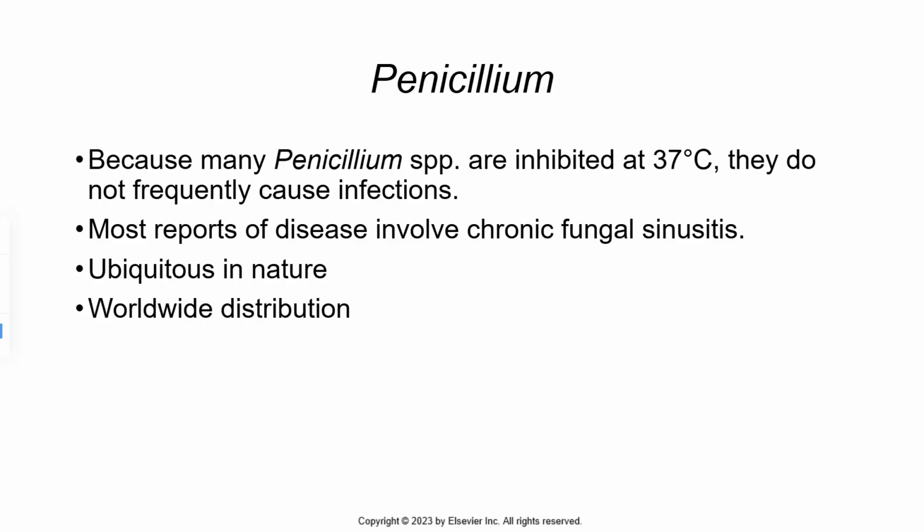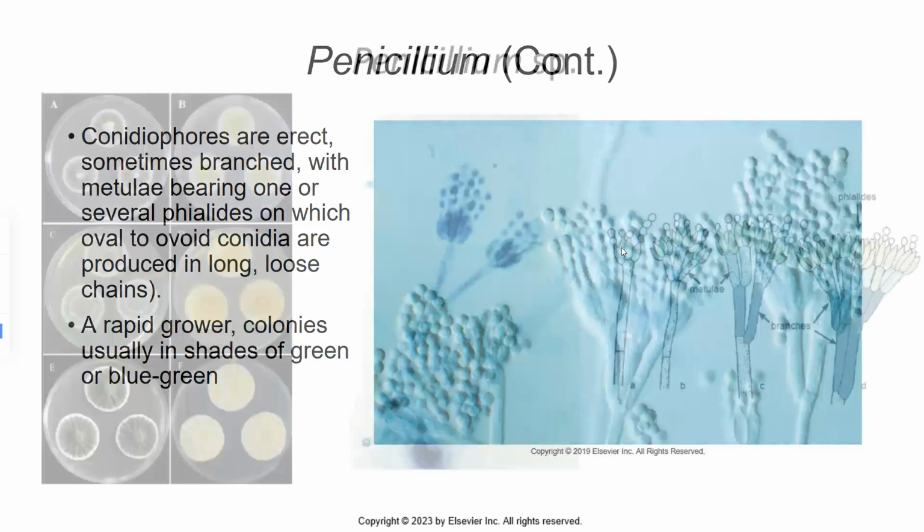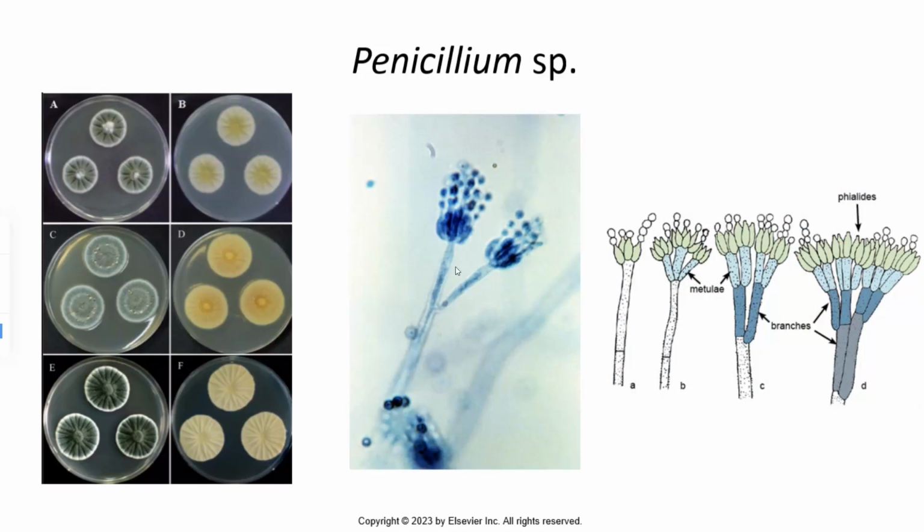Penicillium. Because many Penicillium are inhibited at 37C, they do not frequently cause infection. Most reports of disease involve chronic fungal sinusitis. It is ubiquitous in nature, with worldwide distribution. Conidiophores are erect, sometimes branched, with metulae bearing one or several phialides on which oval conidia are produced. So here you can see those branching up here. And here's another picture that will be used on exams in the future.